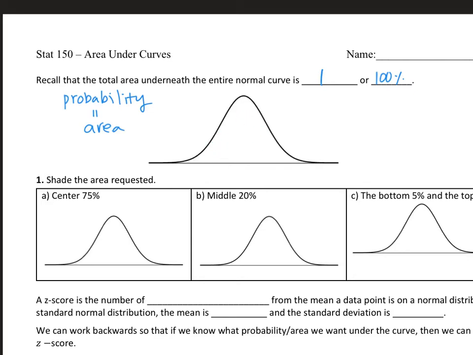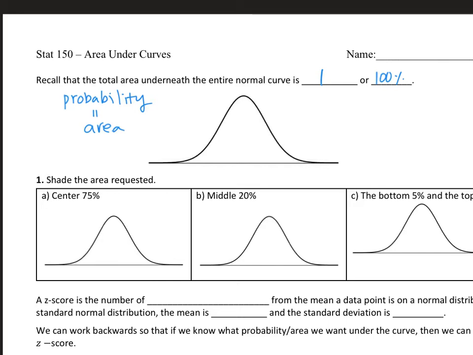So let's look at number 1. Shade area requested, center 75%. So center means somewhere in the middle. If you look at the next one, it says middle 20%. So these are actually center, middle. We'll use them interchangeably.